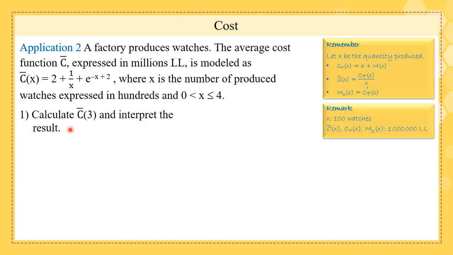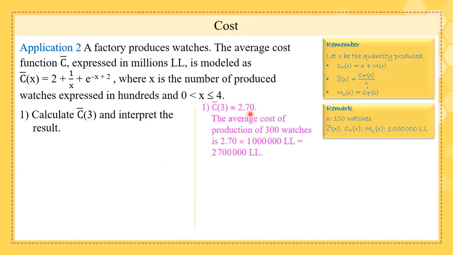1. Calculate C bar of 3 and interpret the result. To calculate C bar of 3, just replace x by 3 in the expression of C bar of x, and using a calculator, we get C bar of 3 is equal to 2.7. Thus, the average cost of production of 300 watches is 2.7 times 1 million lira Lebanese, which is equal to 2,700,000 lira Lebanese.